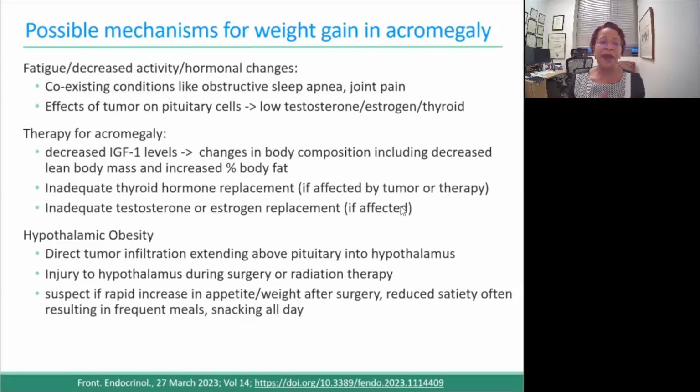And typically patients will say that it's kind of automatic, that immediately, right after surgery, they notice their appetite, they can't be satiated. They don't have a sense of fullness anymore. So they're constantly eating meals throughout the day, snacking throughout the day. It can be pretty pronounced and lead to pretty dramatic weight gain.